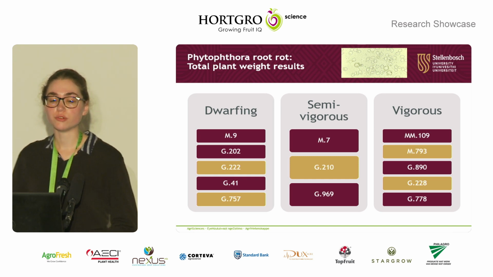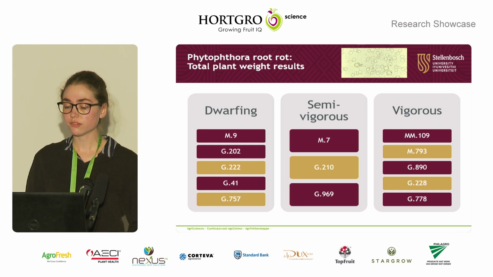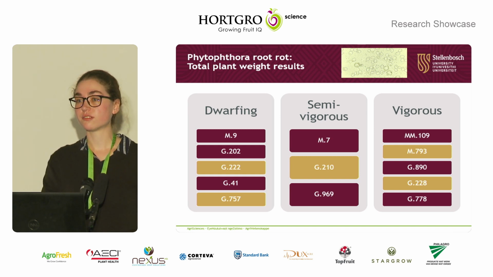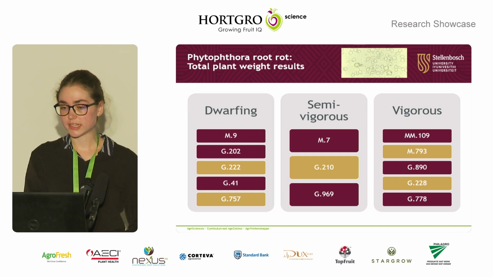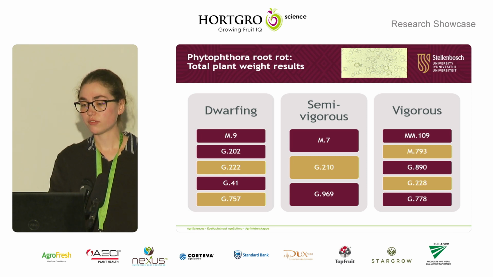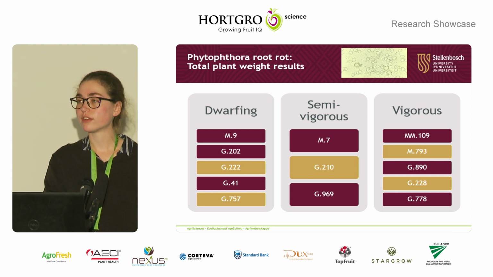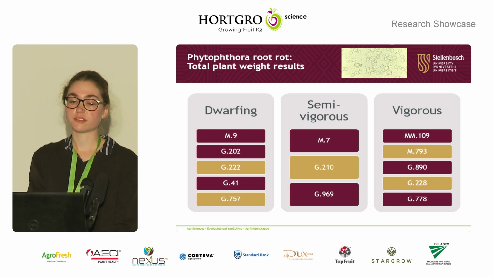The more tolerant rootstocks included G222 and G757 in the dwarfing class, G210 in the semi-vigorous class, and M793 and G228 in the vigorous class. The industry standards M9, M7, and MM109 were all found to be susceptible in this trial. Since this is preliminary data, it is important for the trial to be repeated to confirm the results obtained.